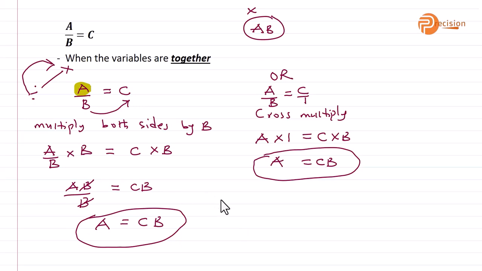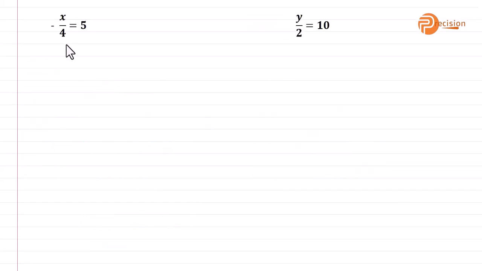So either you work with this method or you can use this method, cross multiply. I know this is simple and it makes sense to you. Let's go ahead and solve some questions. Okay, here we have x over 4, so that's non-negative x, sorry. So that's x over 4 is equal to 5. That's the question, not negative x. So x over 4 is equal to 5.